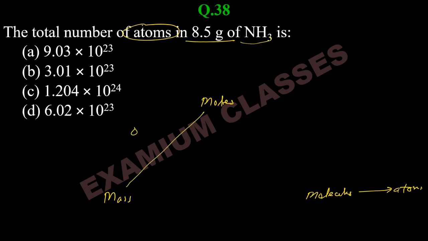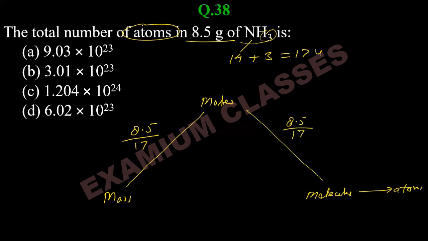Mass 8.5 divided by molar mass of ammonia. Molar mass of ammonia will be 14 plus 3 ones are 3. There are 3 hydrogens, so 17. It means molar mass will be 17 gram per mole. You will divide it by 17. These many moles, when converted to molecules, you need to multiply by Na. 8.5 by 17 is 0.5, which means 3.011 into 10 to the power 23 molecules.